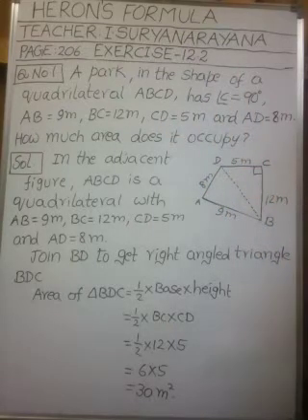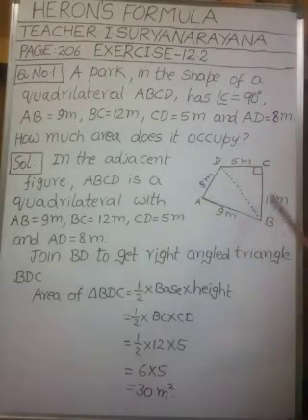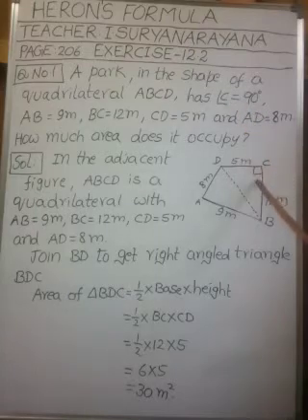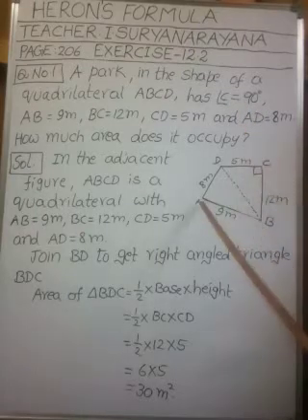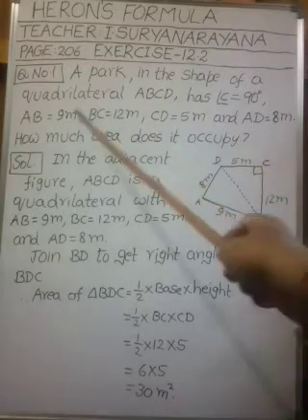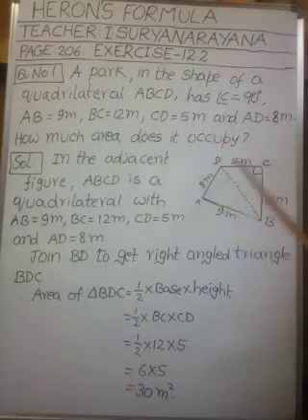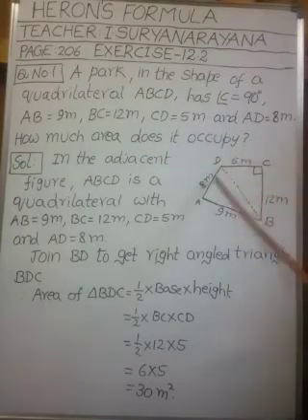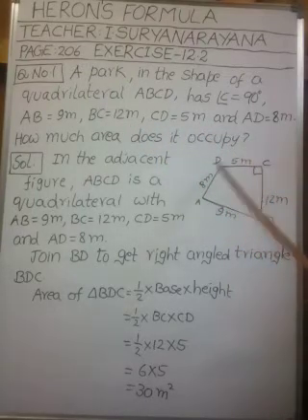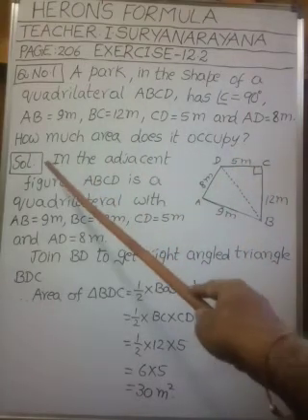So for the given question, we have drawn a rough diagram. ABCD is a quadrilateral. In this quadrilateral, angle C is 90 degrees, and we labeled the lengths of the sides. AB is equal to 9 meters, BC is equal to 12 meters, CD is equal to 5 meters, and AD is equal to 8 meters. Understood this rough diagram? So come to the solution.